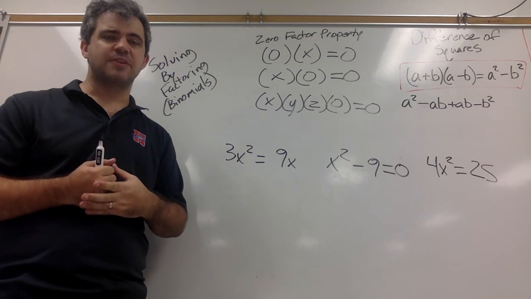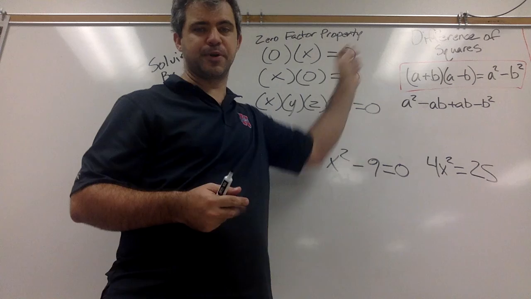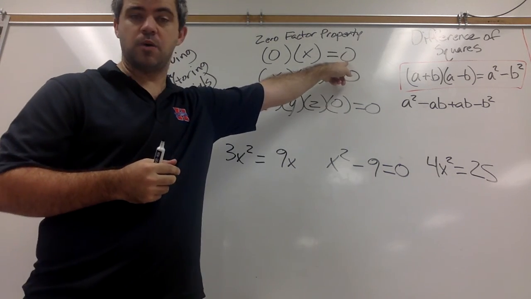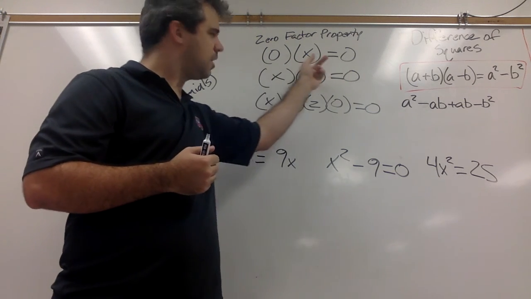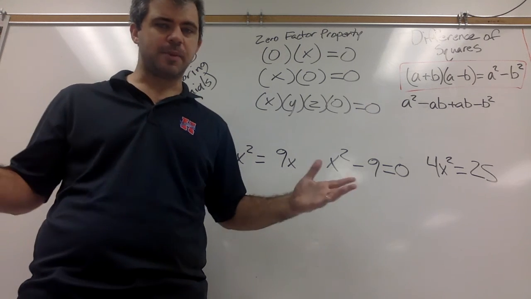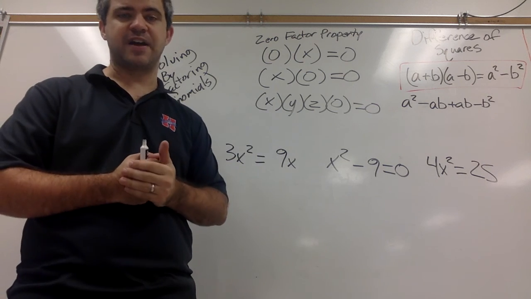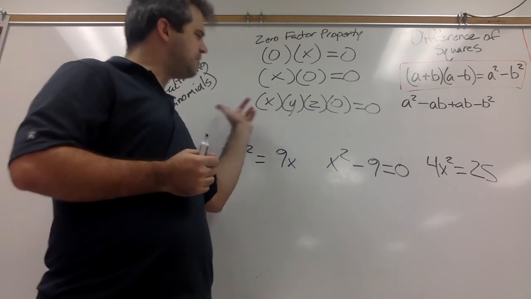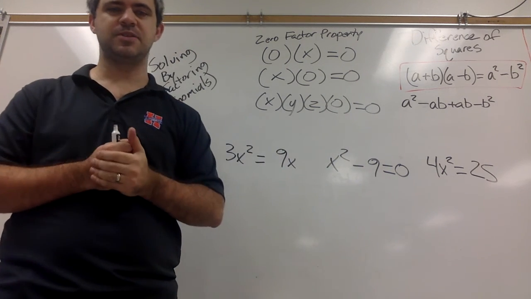Now, solving by factoring abuses what's called the zero factor property of zero. So if something equals zero and it's a product, that means that somewhere along the line, one of the factors has to be zero. If you're multiplying a bunch of stuff, it won't equal zero unless one of the factors is zero. So zero times something or something times zero, or even if you have a bunch of factors, one of them along the line has to be zero.